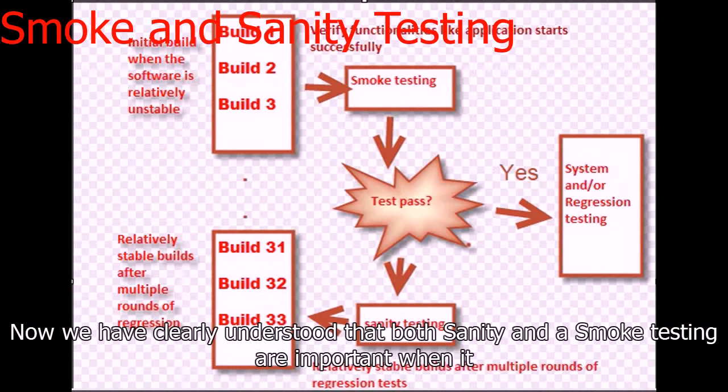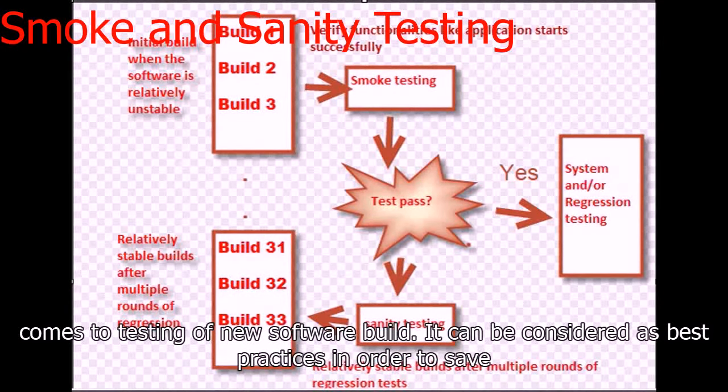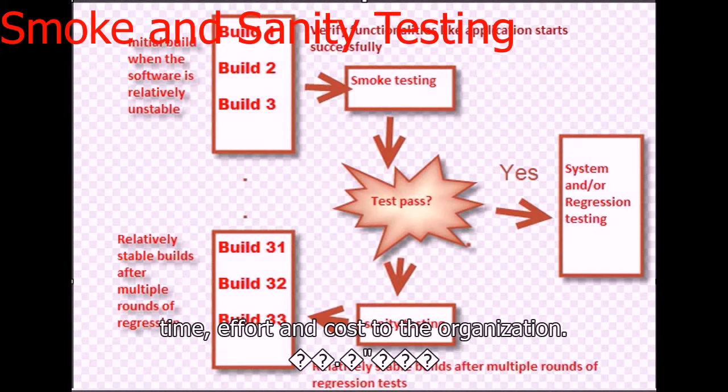Now, we have clearly understood that both sanity and smoke testing are important when it comes to testing a new software build. They can be considered best practices in order to save time, effort, and cost for the organization.